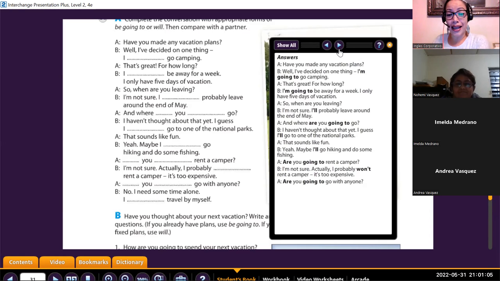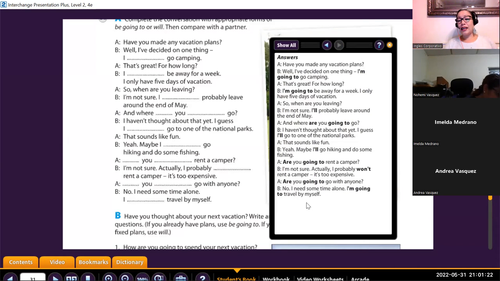Okay, pero la pregunta es, ¿vas a ir con alguien? Y ella responde, no. It is a fact. Ah, es una decisión tomada, es un fact, entonces. Entonces, yes, I'm going to travel by myself. Okay. Porque es una decisión. Es una decisión, ajá. Y ya lo pensó, ya dijo, seguro, no. Necesito tiempo sola. No, I need some time alone. I'm going to travel by myself. Okay.